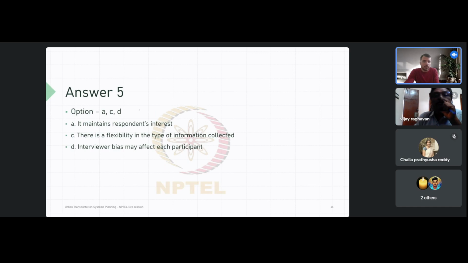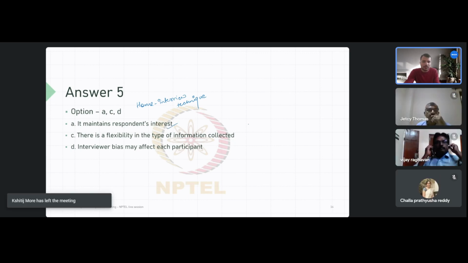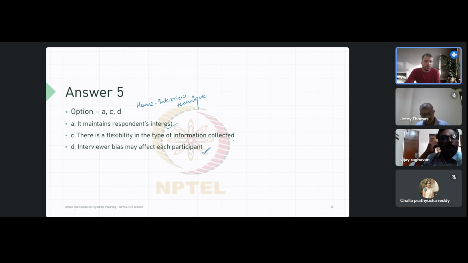So home interview technique we are talking about here. It maintains the respondent's interest since we are doing it at their home. Interviewer bias may affect each participant and there will be a flexibility. So all these three options were correct. Moving on to the next question.